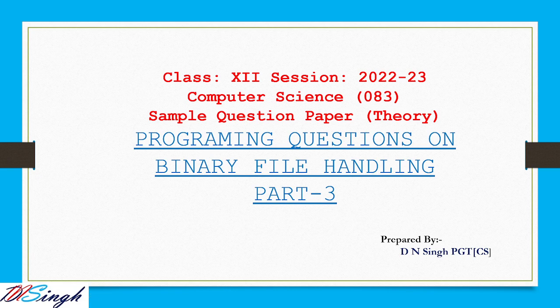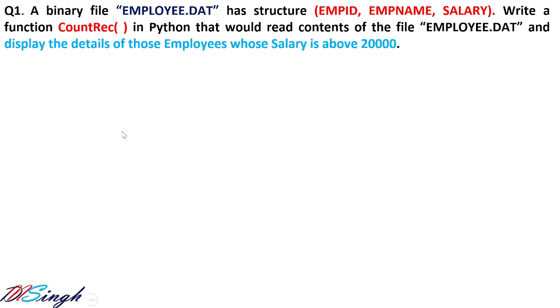So without further ado, let us move to our first question of binary file handling. As we know, in binary file handling, we are dealing with files which have the extension .dat. So here we have a file employee.dat, and it has a record structure of emp id, emp name, and salary. Write a function count record in Python that would read the content of the file employee.dat and display the details of those employees whose salary is above 20,000.